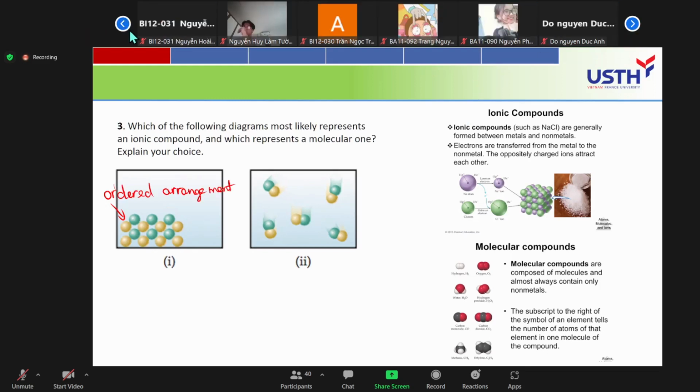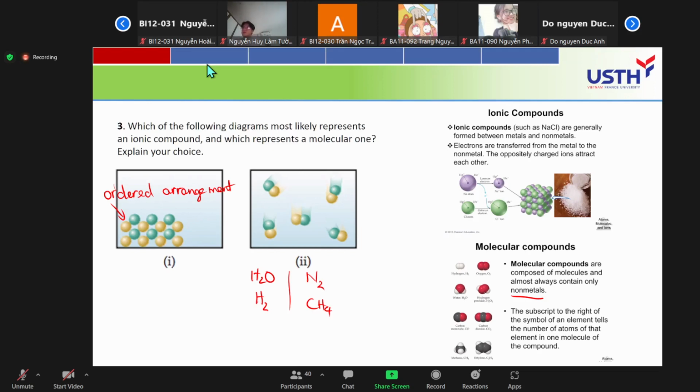Okay, let's move to the molecular compounds. Molecular compounds normally are generated between non-metals, water for example, hydrogen for example, nitrogen, methane for example. They are generated between non-metals. So in the part on bonding, you will study more clearly about that.